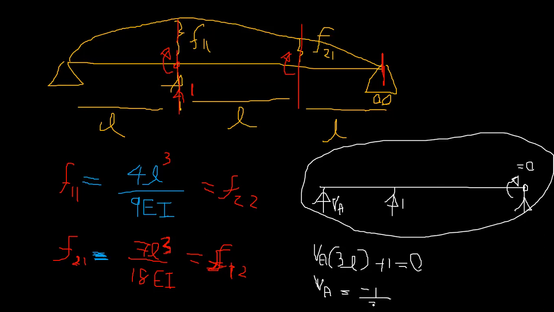Minus 1 over 3L. So you can just find MB as well. If you cut here, you can take the bending moment about this point. MB plus is minus 1 over 3L into L, right? VA is minus 1 over 3L. Is that right?